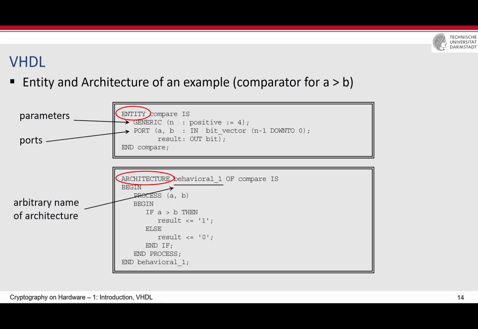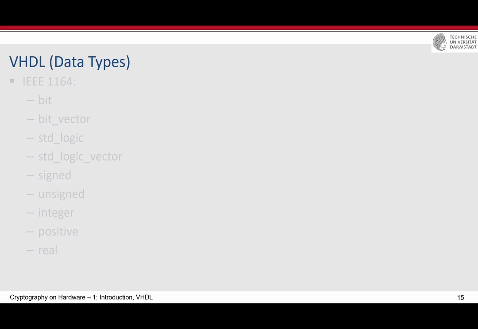Good. These are the things: ports, and an arbitrary name for the architecture. This we will deal with later. You can see here the architecture behavioral one. This is just an arbitrary name. You can also define different architectures for one entity, but it doesn't matter at the moment. We want to deal with just one architecture.